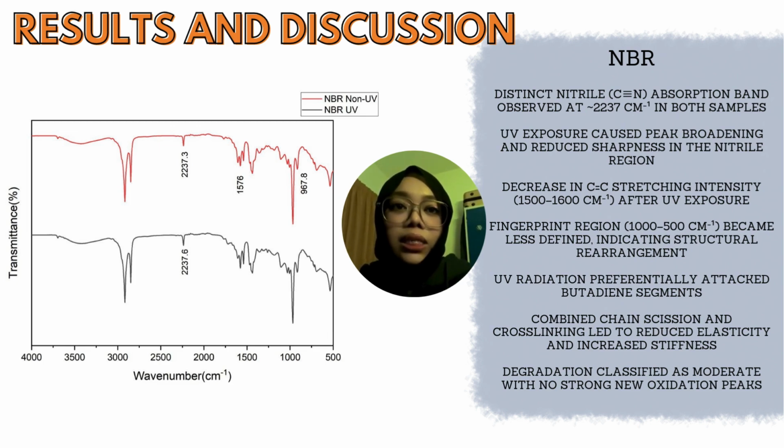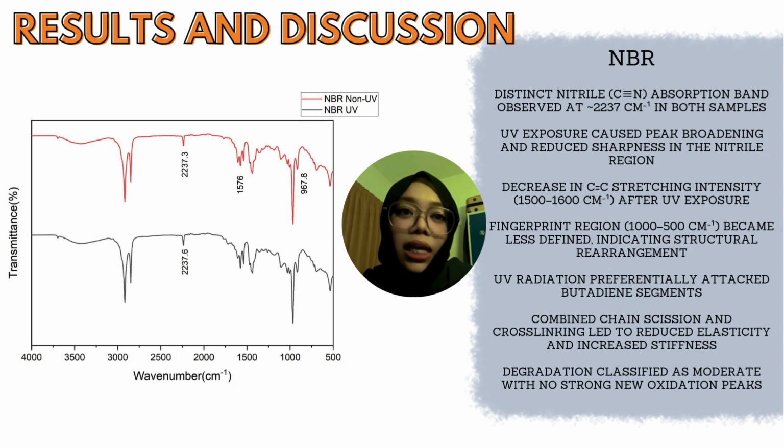This observation suggests that UV radiation preferentially attacks the unsaturated bonds in the butadiene units, leading to both chain scission and cross-linking reactions. Chain scission reduces molecular flexibility, while cross-linking increases rigidity within the rubber network. This combination explains the reduction in elasticity and increased stiffness observed in the UV-treated NBR sample.